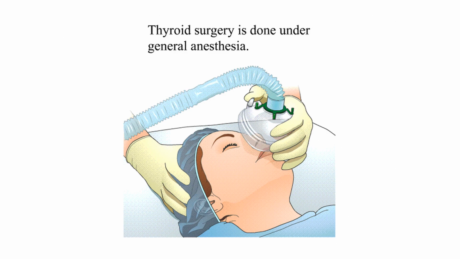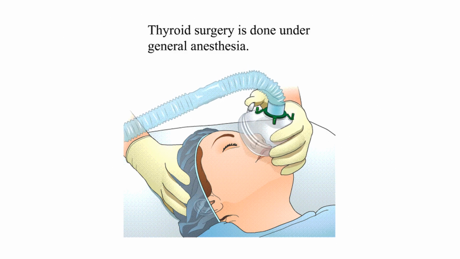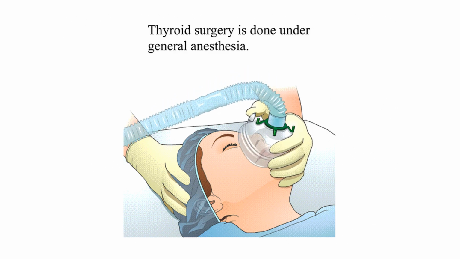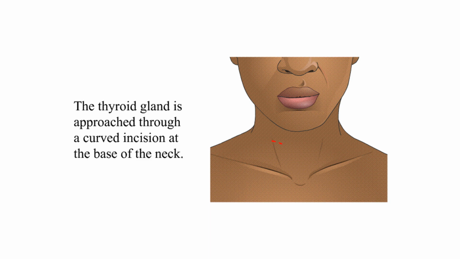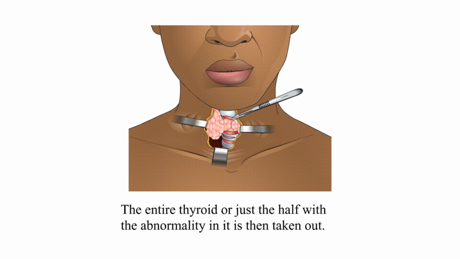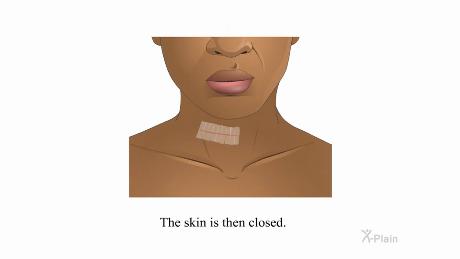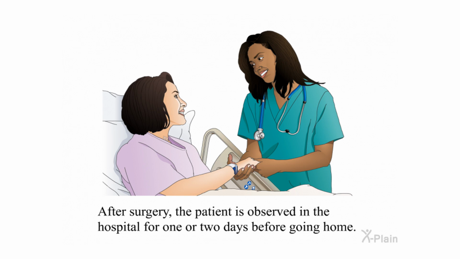Surgery. Thyroid surgery is done under general anesthesia. The thyroid gland is approached through a curved incision at the base of the neck. The entire thyroid, or just the half with the abnormality in it, is then taken out. The skin is then closed. After surgery, the patient is observed in the hospital for 1 or 2 days before going home.